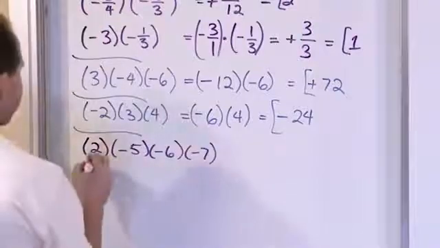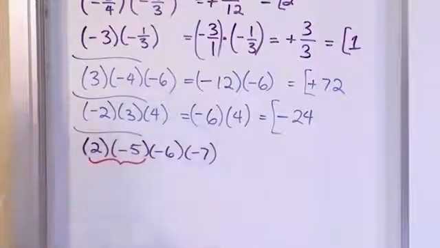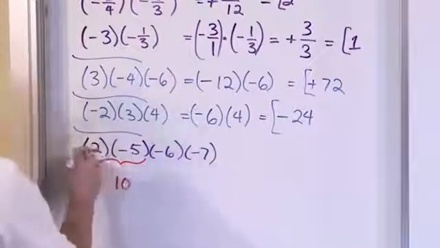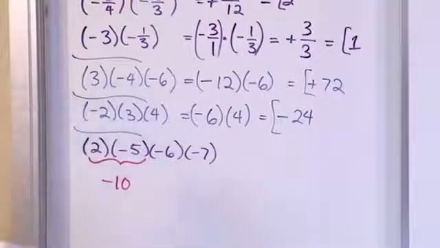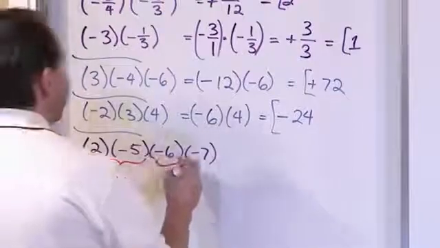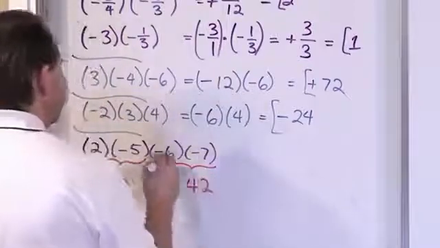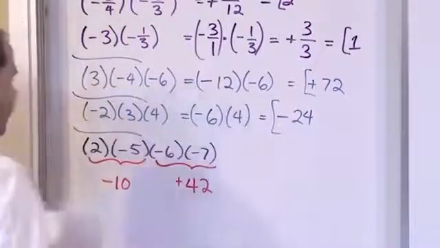Let's do these guys here. 2 times negative 5, what do you think that's going to equal? Well, 2 times 5 is 10, and since these are different signs, it just takes a negative sign. What do you think these are going to equal? 7 times 6 is 42, and these signs are the same, so that's going to be a positive sign.